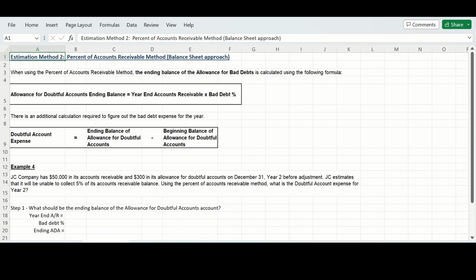Now, this gets you the allowance for doubtful accounts ending balance, but we have to take it a step further to figure out what the doubtful account or bad debt expense should be by comparing this amount we just calculated as the ending balance for allowance for doubtful accounts to the balance for that account.